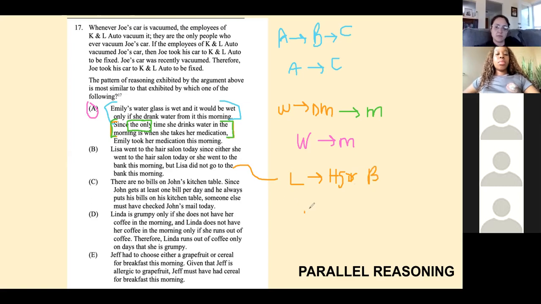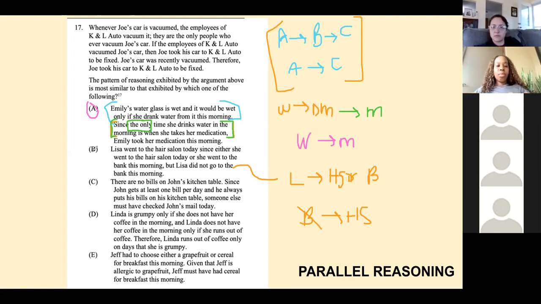She did not go to the bank, so we're saying she went to the hair salon. That doesn't follow our same structure as up here, right? So we can cross that one off. Even when I say really focus on crossing off wrong answer choices, that will be our friend on these parallel questions.